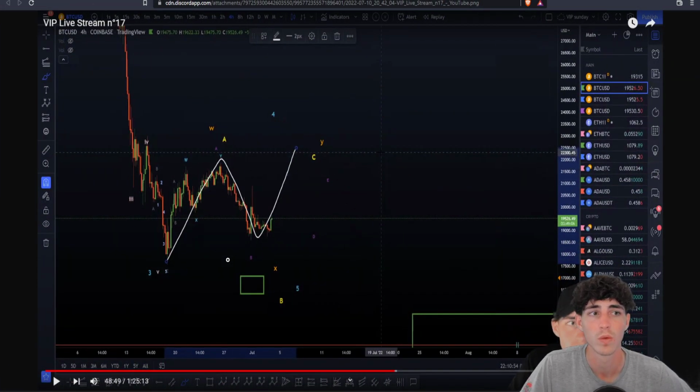So this was, by the way, what we were looking at in the VIP live stream number 17. We were looking for a rise here. When I was doing this, I was saying this is my main scenario, this is what I think we're more likely going to do. Now we still have all different possibilities: A, B, C, flat, triangle, everything. I recognized next, when we did a push to the upside here before breaking this, that the triangle looks much less likely as it doesn't match on the RSI. So yeah, this was still the more likely scenario.